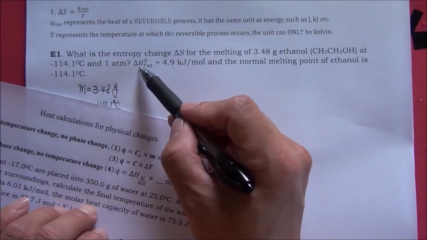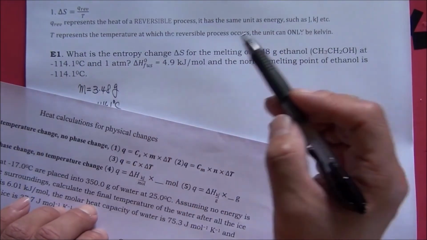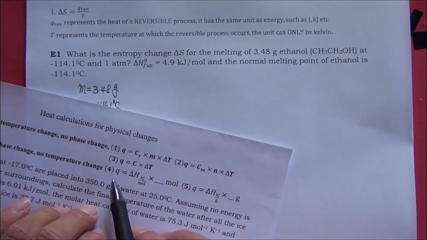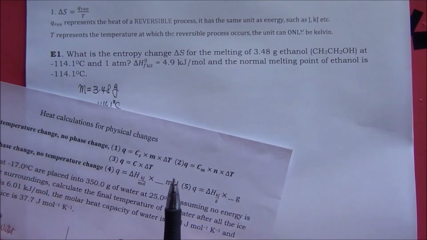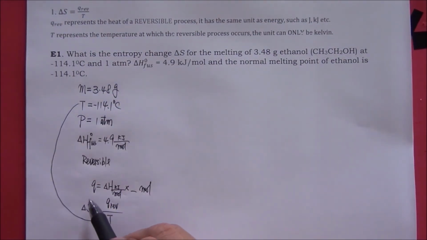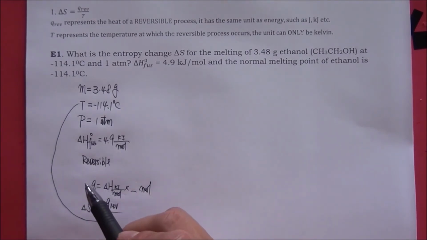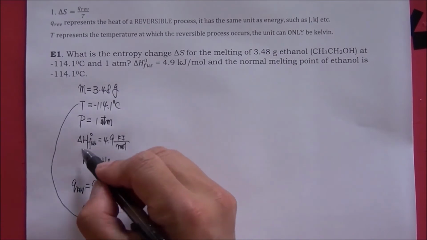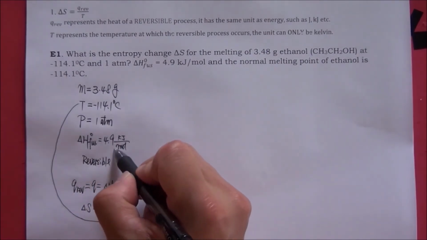The standard enthalpy of fusion is provided as kilojoule per mole. Therefore, we need to use equation number 4 to calculate. Again, I copied down this equation because it will help me to memorize the equation. From our analysis, this Q is also Q reversible. This delta H is already given.